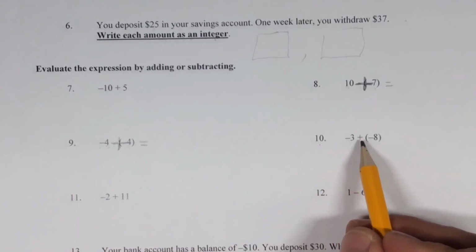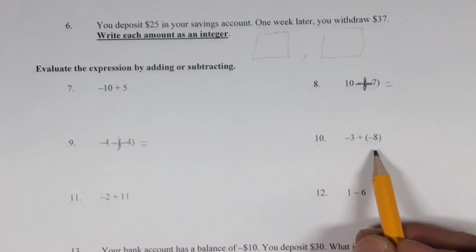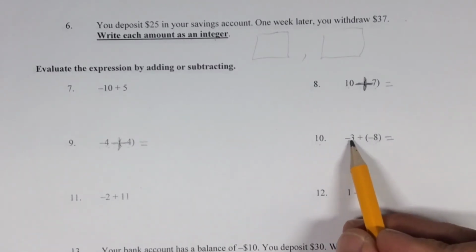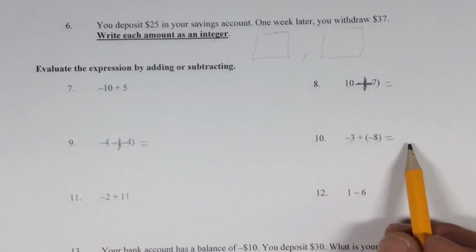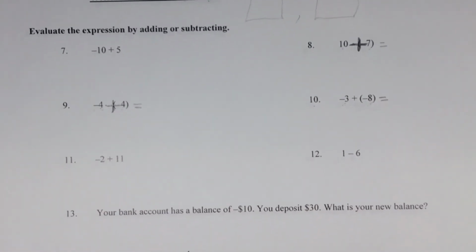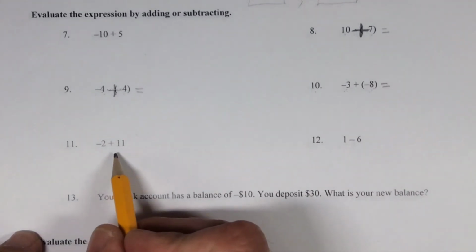Number 10. Negative 3 plus negative 8. Same sign, so I add the number parts and I keep the sign. So same sign, add and keep. Number 11. Negative 2 plus 11.